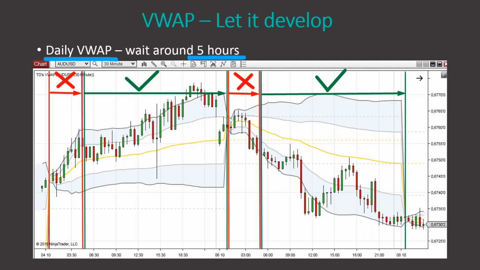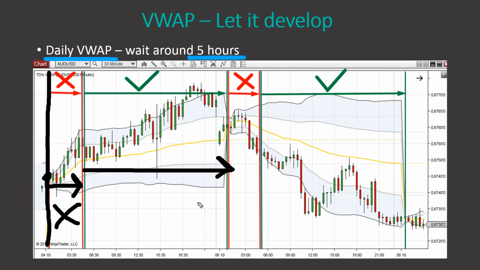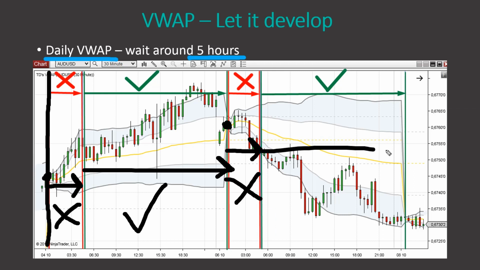In here you want to wait 5 hours. So this is market open. Those are the first 5 hours. You don't want to use VWAP trading strategies. Then the rest of the day, it's okay to trade them. The next day begins in here. Again, first 5 hours, no go. Then the rest of the day, it's okay to use the VWAP.